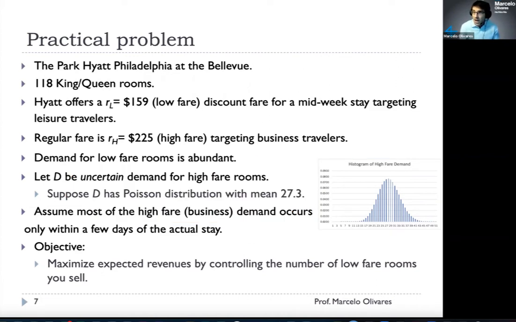So it's critical here. We have uncertainty on the demand. Otherwise, this problem would be easier, right? But the fact that the demand for those business travelers is uncertain, right? You want to sort of manage that uncertainty in order to maximize the revenue that you get from the hotel. Okay. So you want to sell as many rooms as you can, but also getting a good profit out of it, which means selling some of the low fare to fill the rooms and reserving some rooms for the high fare customers.